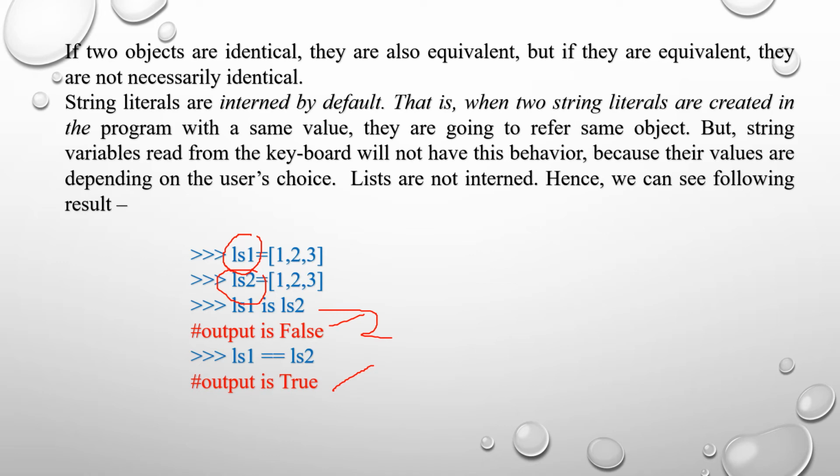Both list contents are the same, but the interpreter gives a False result because they are not identical. In the second case, we are using the double equals operator. In this case the Python interpreter compares the two lists' elements and gives a True result.